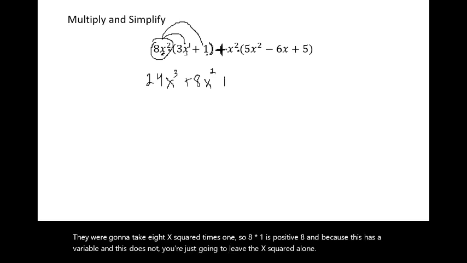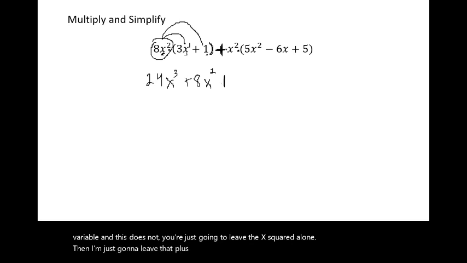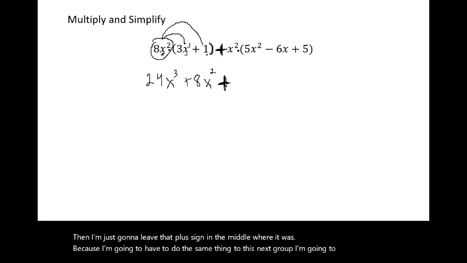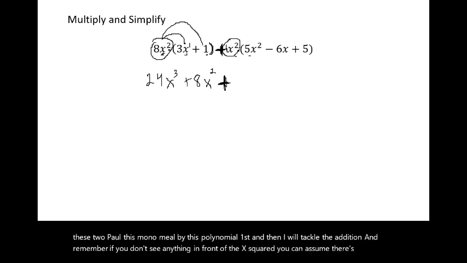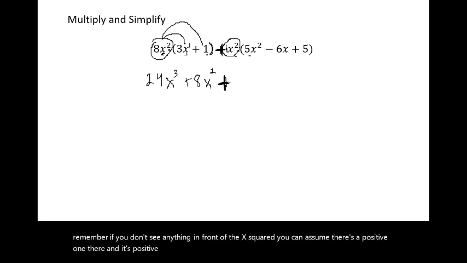Then I'm just going to leave that plus sign in the middle where it was, because I'm going to have to do the same thing to this next group. I'm going to have to multiply this monomial by this polynomial first, and then I will tackle the addition. And remember, if you don't see anything in front of the x squared, you can assume there's a positive 1 there, and it's positive because of the plus sign to its left.